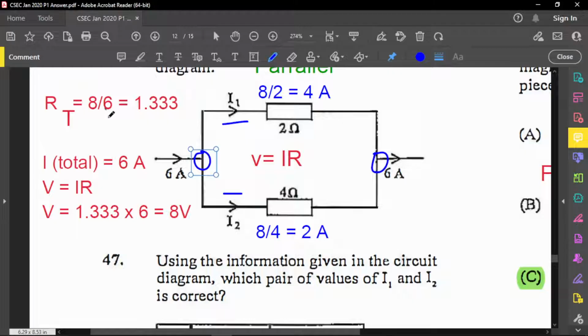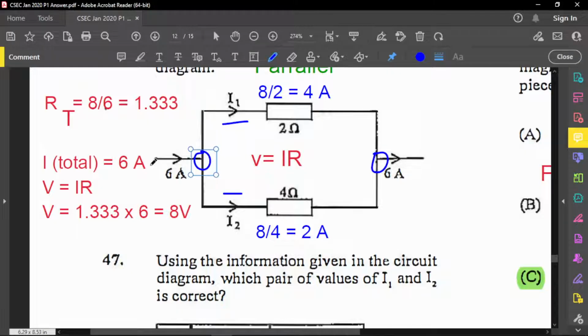So here you have 8 over 6, which gives you 1.3333 continuing. The current that was given here is 6, so 6 amperes going in. To find the voltage, V is equal to IR. So the current that is supplied to the circuit. Now, just to make a note, in a parallel circuit, each component, if they're not identical, receives different current, but the same voltage.